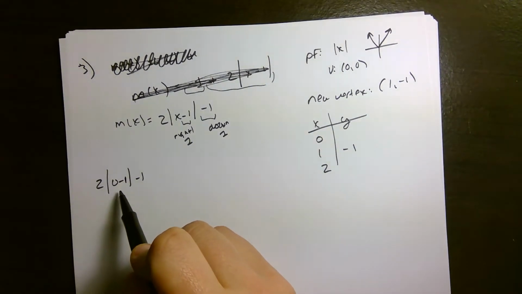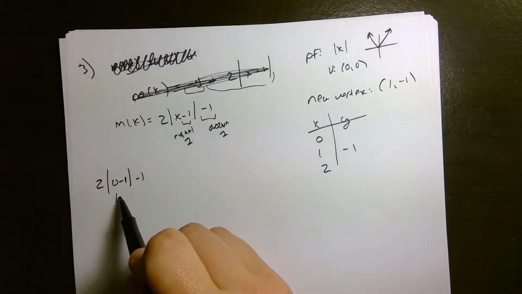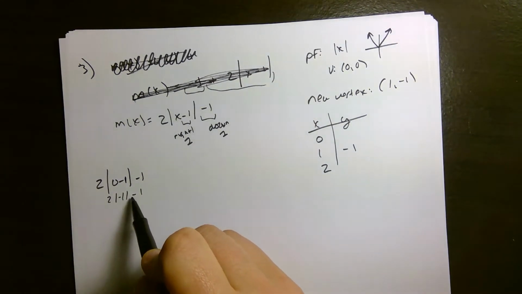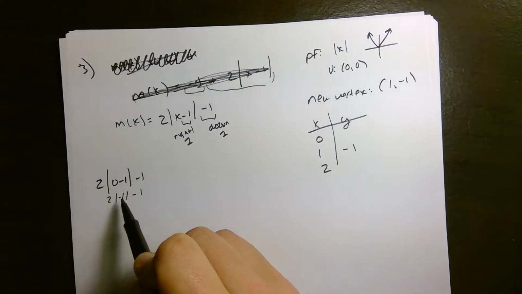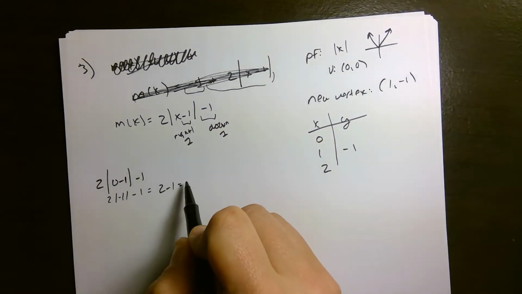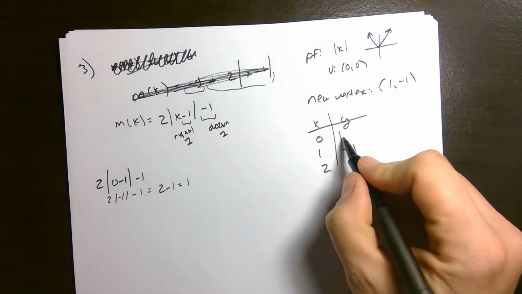Well, I know that 0 minus 1 is negative 1. And so let's see. The absolute value of negative 1 is just 1. And 1 times 2 is 2. And 2 minus 1 is 1. And so the x value for this guy is 1.